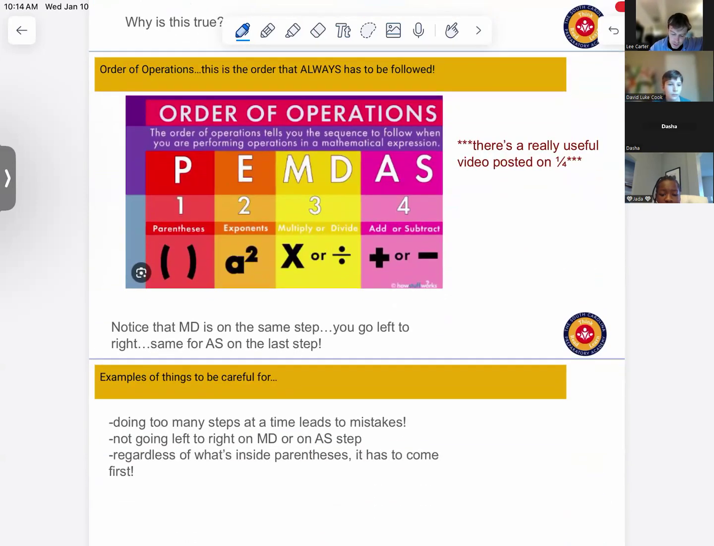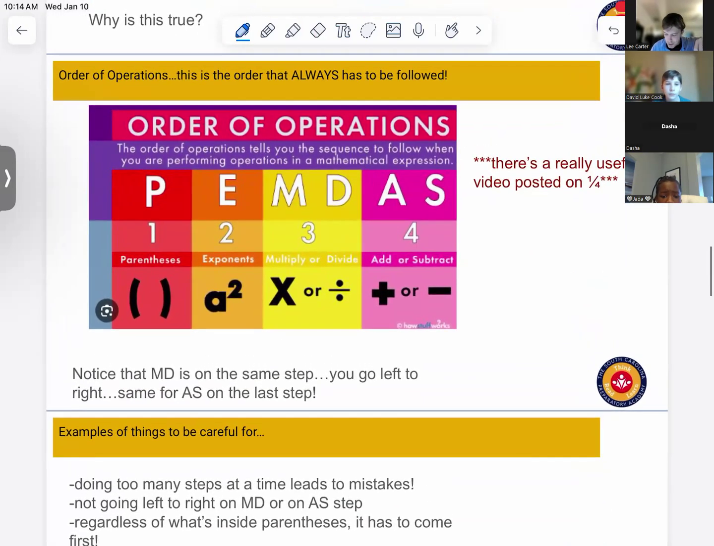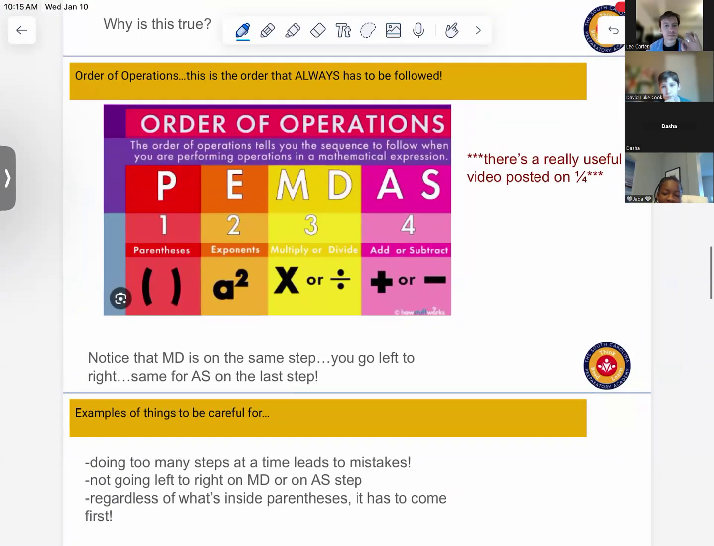All right. So let's talk order of operations here. Okay. Now, some of y'all are good at order of operations already. Some of you you're not. Okay. I get it. And that's why on 1-4, we did some without exponents in there.